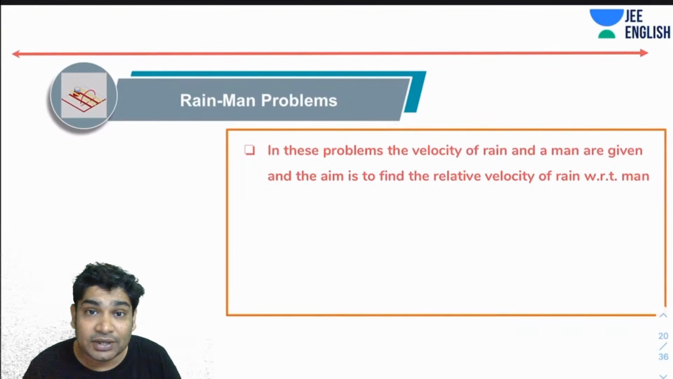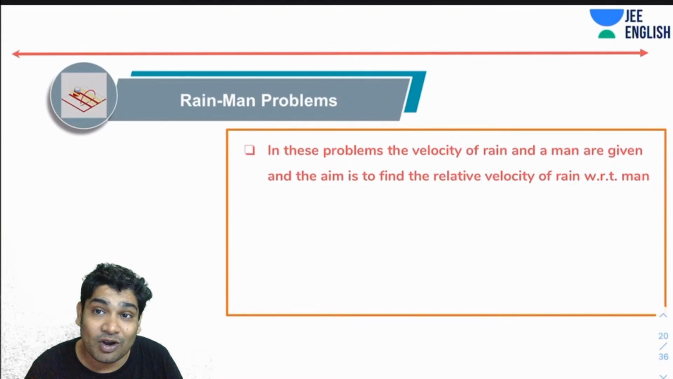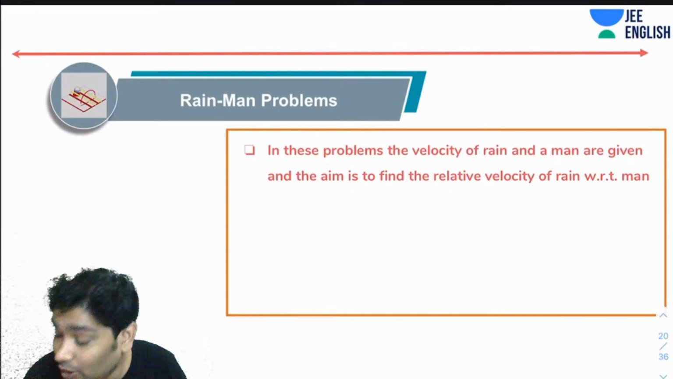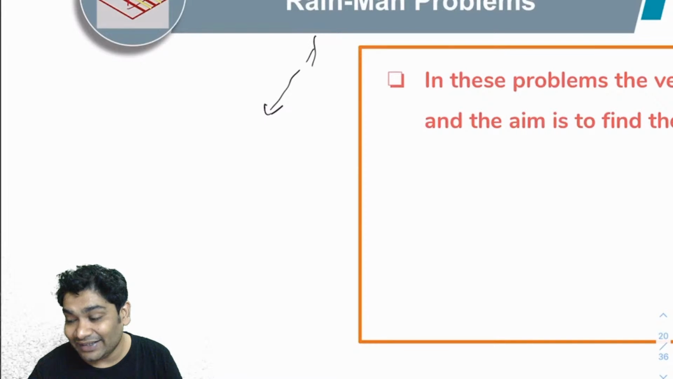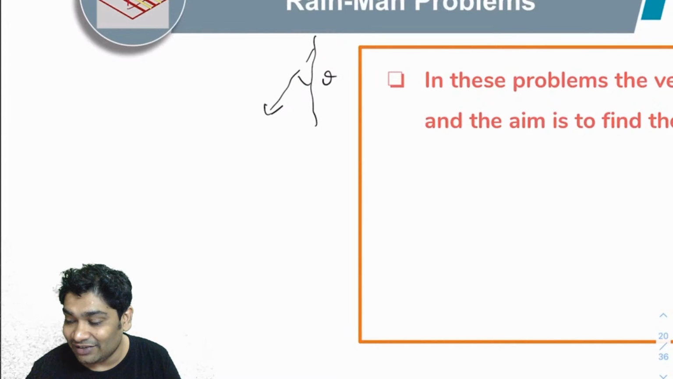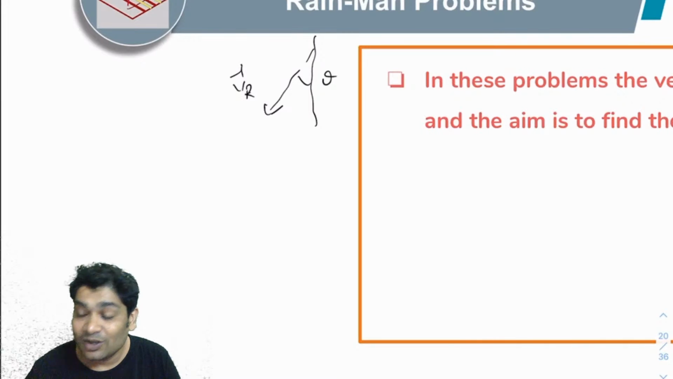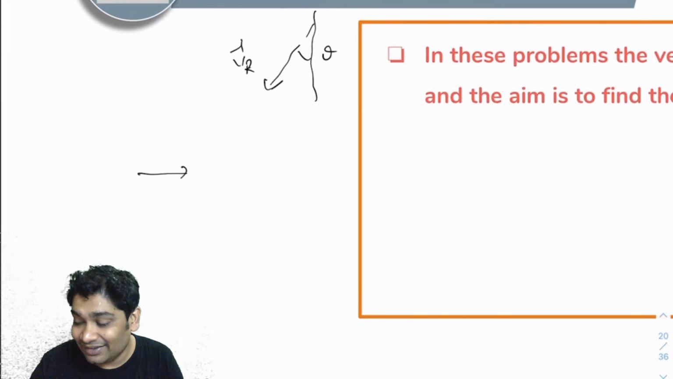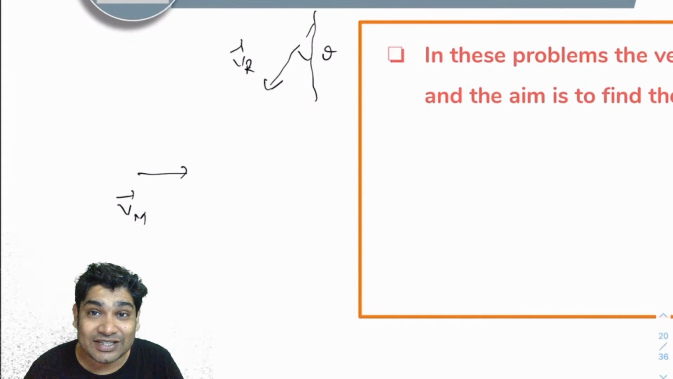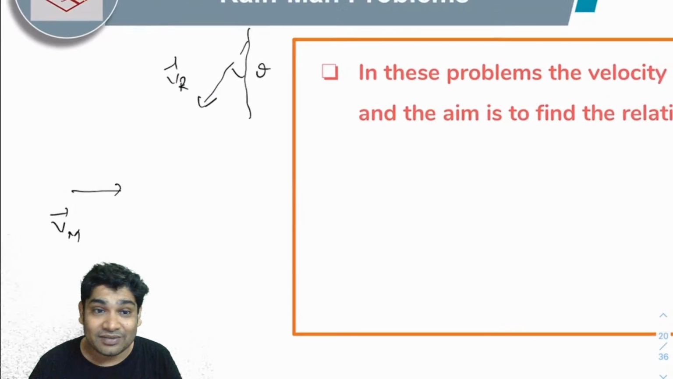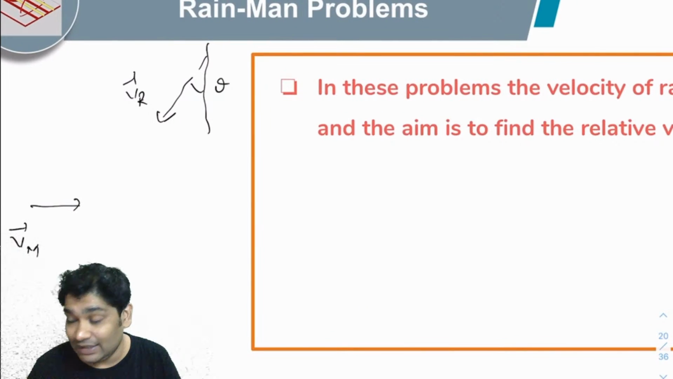Then another category of problems that you have in relative motion is rain-man problems. In these problems, the velocity of rain and a man are given to you, and the aim is to find the relative velocity of rain with respect to man. So rain may be falling like this at some theta with the vertical. This is the velocity of rain vector. And a man is moving like this, velocity of man vector. So how will the man see the velocity of rain? All you need to do is write this in two components and then solve.